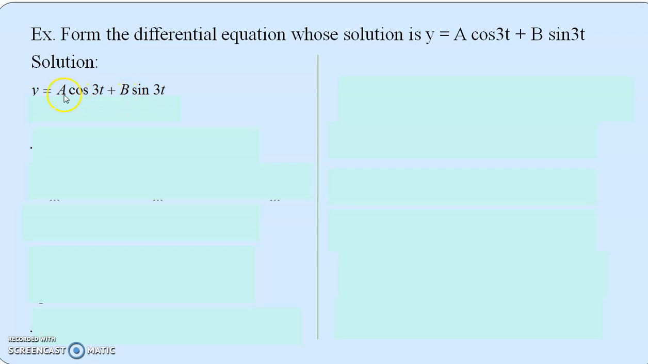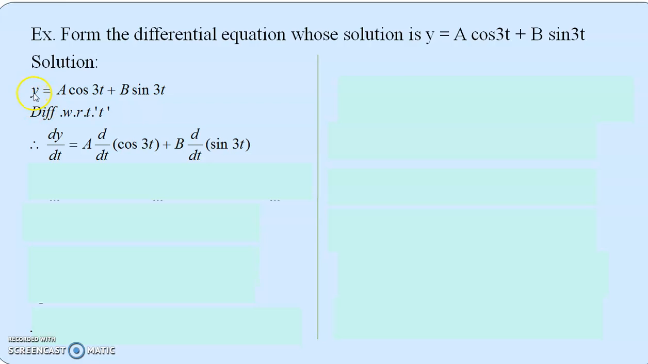Just note that, student, there are two arbitrary constants. A and B are the two arbitrary constants. That means we have to take the derivative two times. Now here t is the variable. Y is expressed in terms of t. So t is the variable. So just differentiate with respect to t.